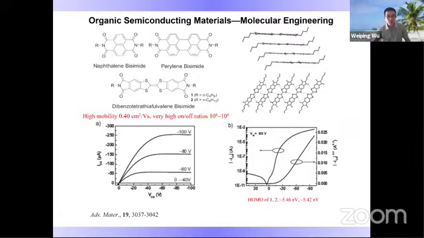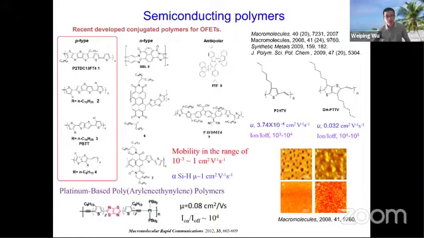Beyond this, we have also designed a lot of molecules as P-type polymeric semiconducting materials and N-type polymeric semiconducting materials, as well as ambipolar semiconducting materials. In particular, a polymer with fused ring structures shows enhanced mobility, and metal-containing polymers have also shown very encouraging results.